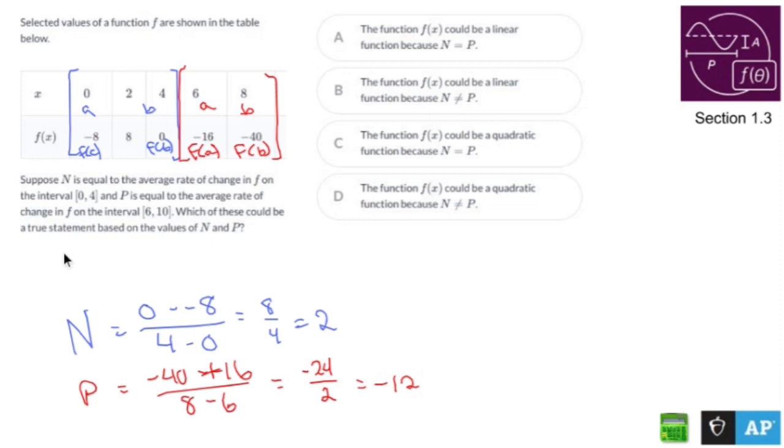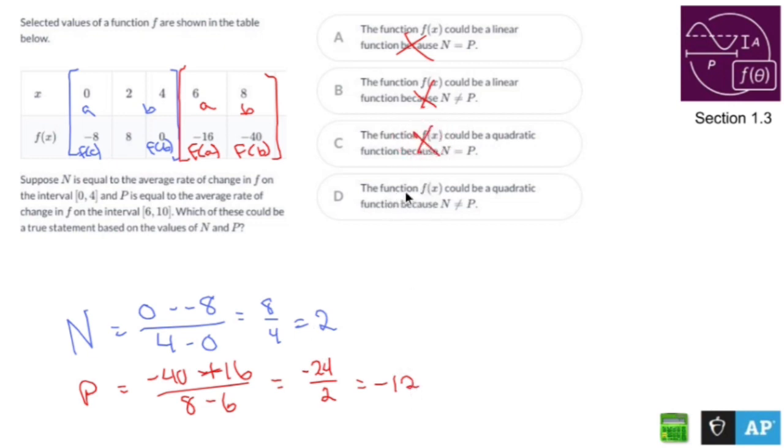Which of these could be a true statement based on the values of n and p? The function f could be a linear function because n equals p. Well, that's not even close. It's not linear. I know it's not linear because the rates of change are different, so I'm not even going to bother. The function f of x could be quadratic because n equals p, but n doesn't equal p, so no.